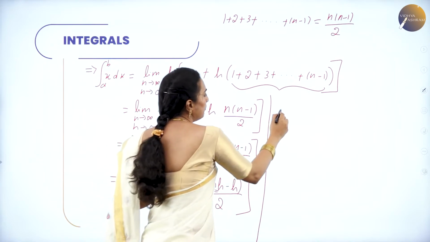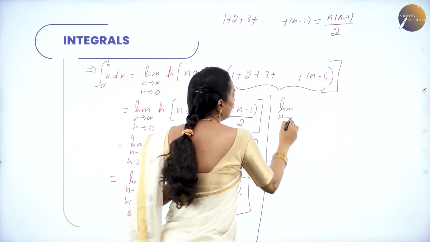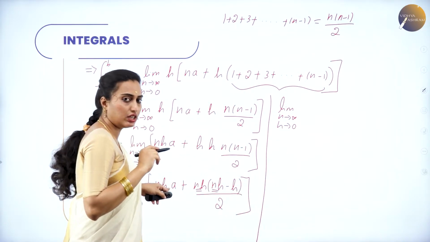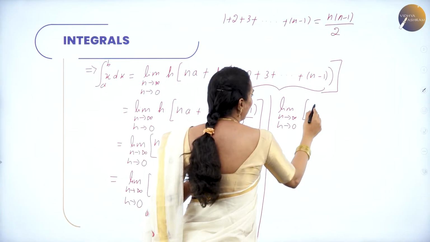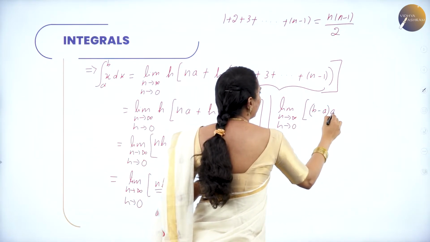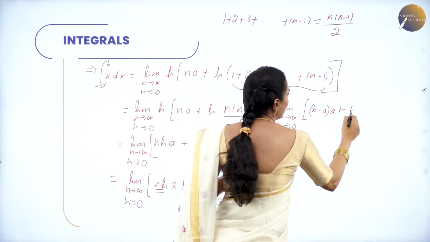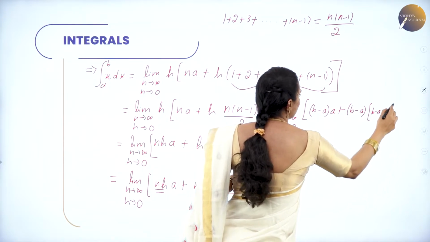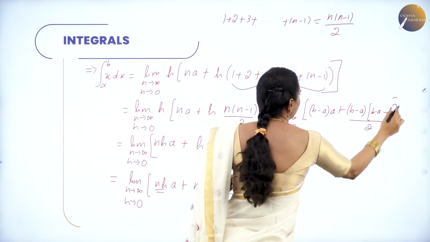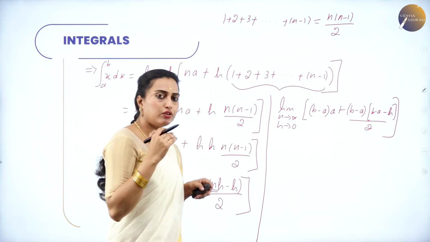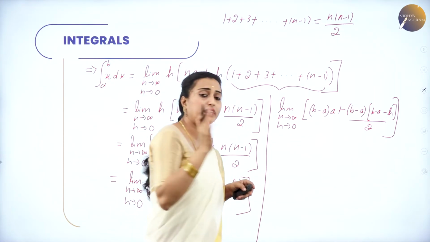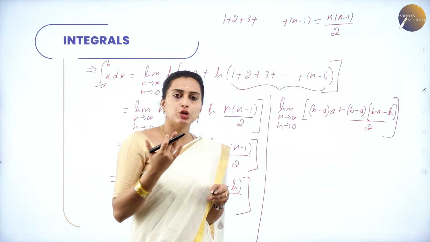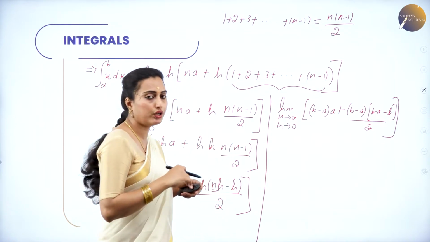So, the limit as n tends to infinity, h tends to 0, you are going to get nh is nothing but b minus a. Let me substitute that: (b minus a) into a plus nh, which is nothing but b minus a, again in the bracket, b minus a minus h divided by 2, right? Now here, limit as n tends to infinity is gone, because I already substituted nh as b minus a. Now, limit as h tending to 0 means putting h equals 0. That is what you are going to have.